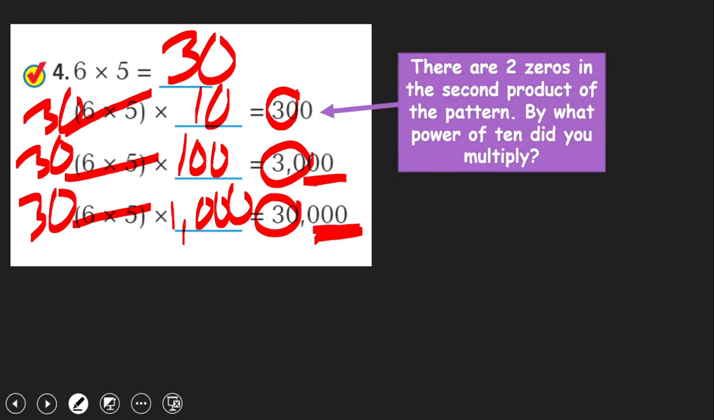So there are 2 zeros in the second product of the pattern. By what power of 10 did you multiply? Good. It should have been 10 to the first power. And I went ahead and actually just put the actual answer. You would want to use it in powers of 10 because that's the instructions, I believe. Then you have 10 to the first power, and then this other one would be 10 to the second power, and then 10 to the third. This one would be 10 to the second, 10 to the third.